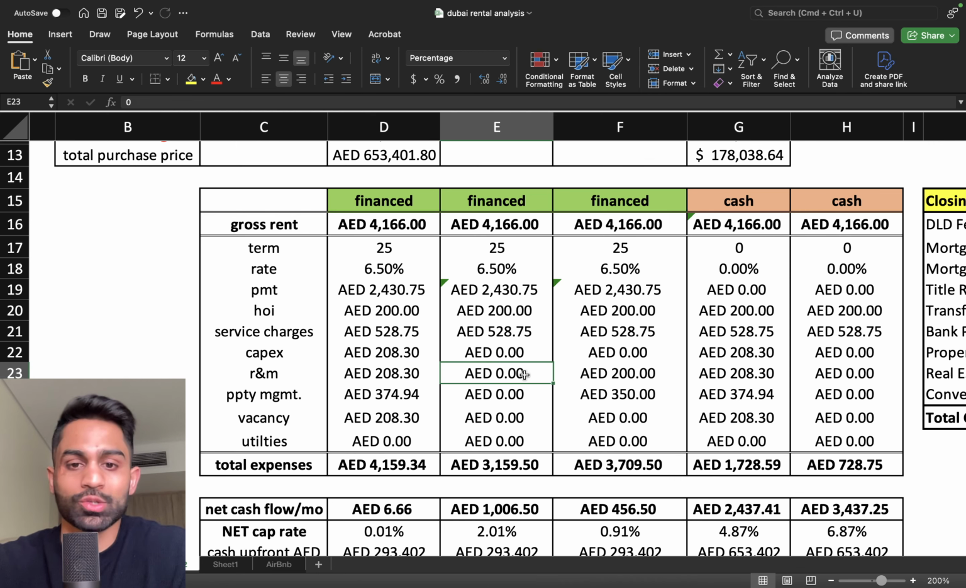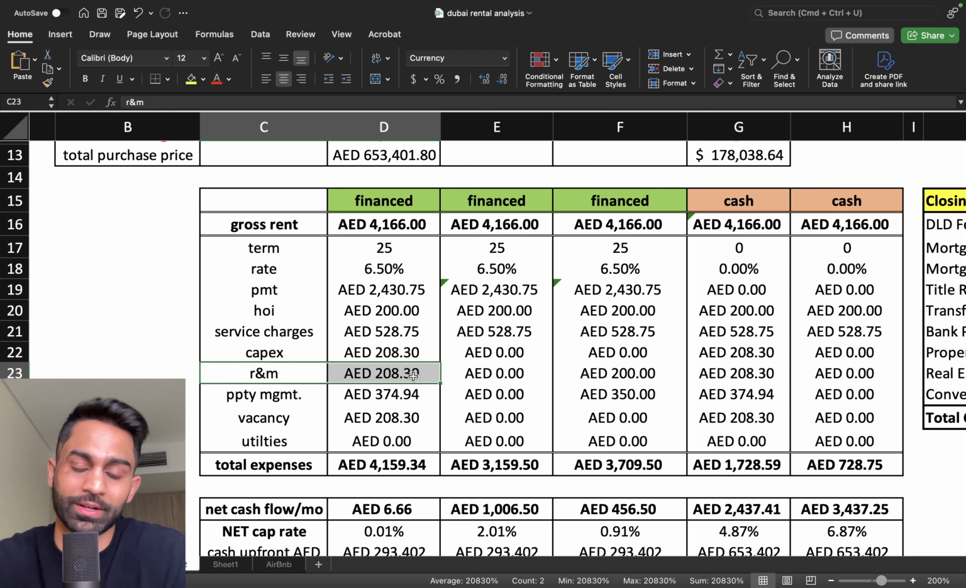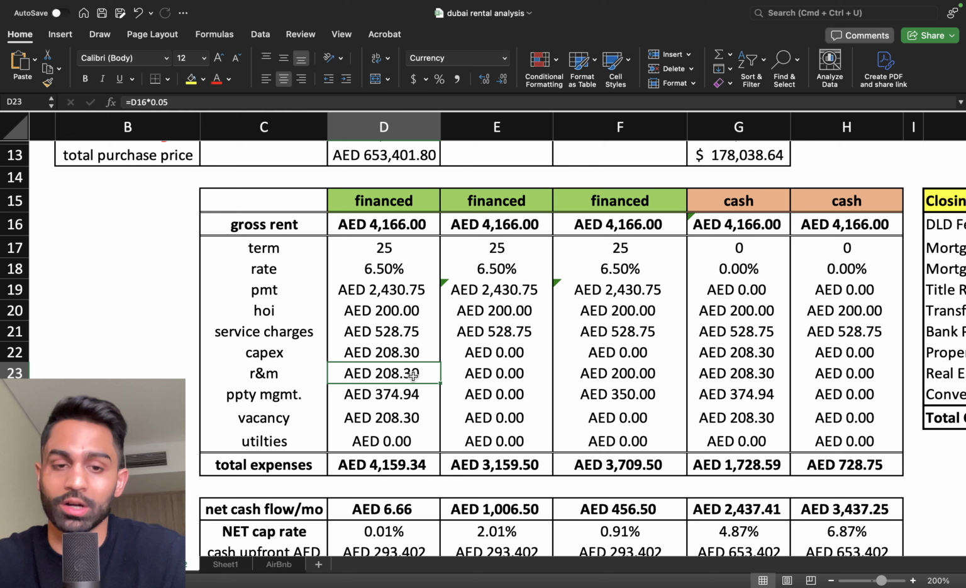Repairs and maintenance, I think it's wise to create a budget for repairs and maintenance, because if the tenant does any damage to your property, of course you can take a little bit out of their security deposit, but if it's a bigger damage, then of course you need to account for some repairs and maintenance, whether it's minor or somewhat moderate.